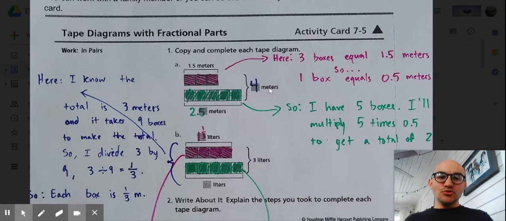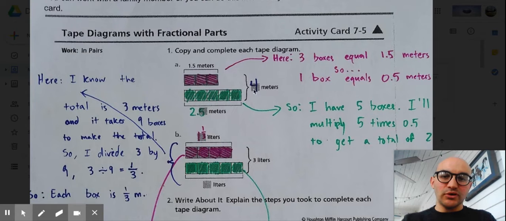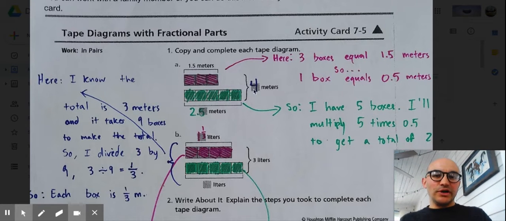To get my total of 4 meters, I took 1.5 plus 2.5 to get 4, or 4.0 if you like. Okay, so that's part A.